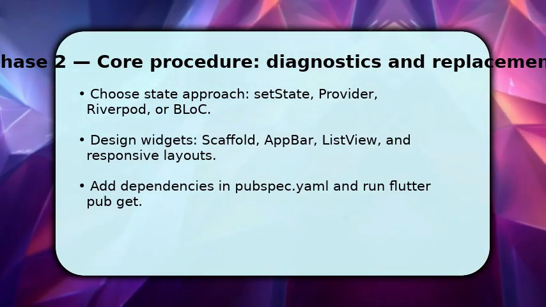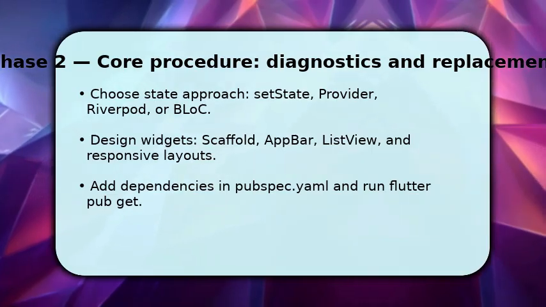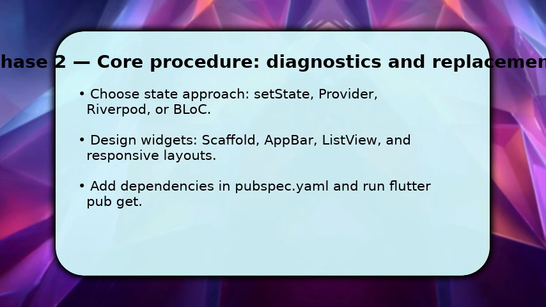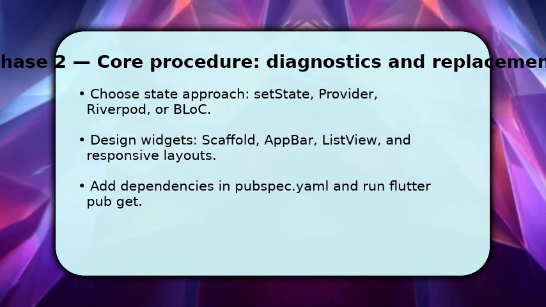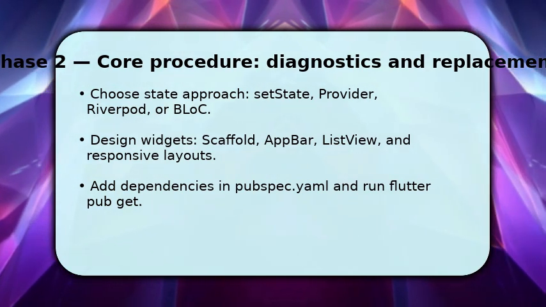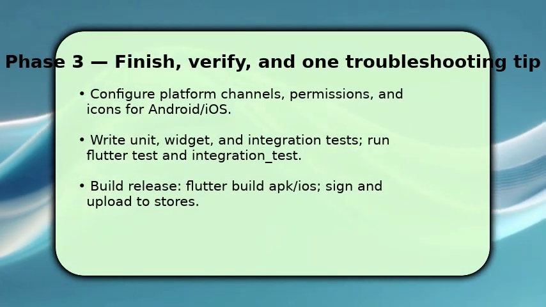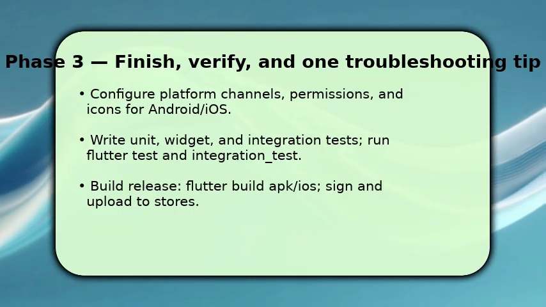Make sure to hot reload frequently to iterate quickly. Continuous testing of widget behavior prevents cascading bugs. You finish by integrating platform specifics. Set permissions, app icons, and any native channels, then write tests. Unit for logic, widget for UI, and integration for flows.